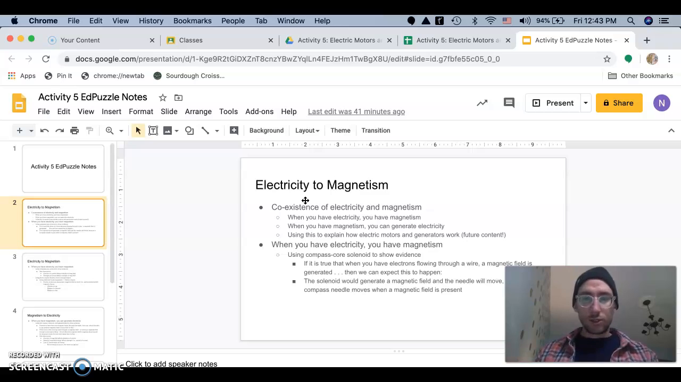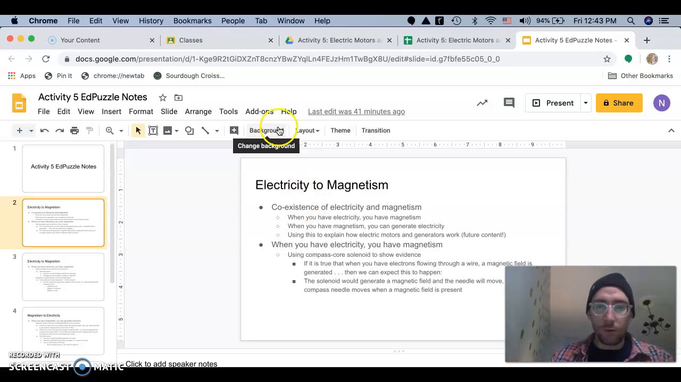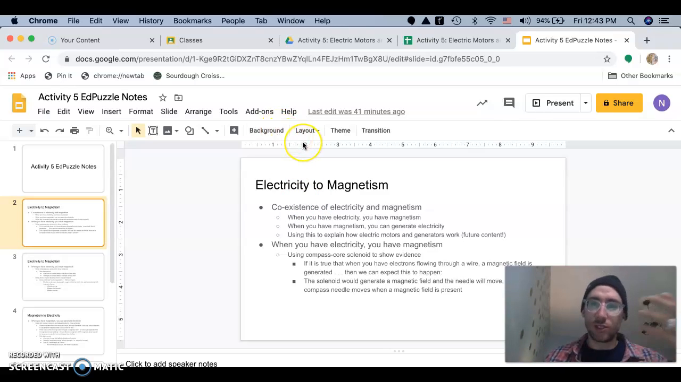You'll see. So part one, when you have electricity, you have magnetism. To show you that is true, we use this whole compass and solenoid setup to show you evidence of that phenomenon. If it's true that when you have electrons flowing through a wire, a magnetic field is generated, which is how an electromagnet works, then we could expect this to happen.